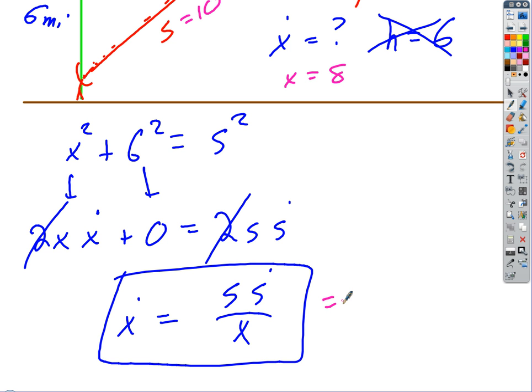And now we can just plug and chug, right? Now we get s was 10, s dot was negative 400, and x was 8. And so if we do the math there, what are we going to get? Negative 500, right?